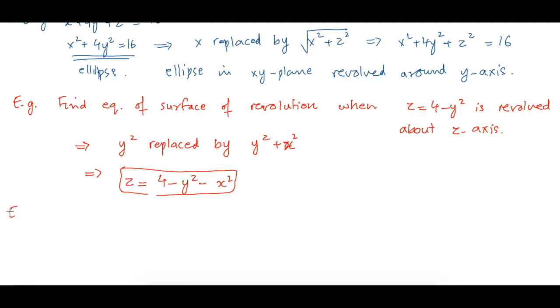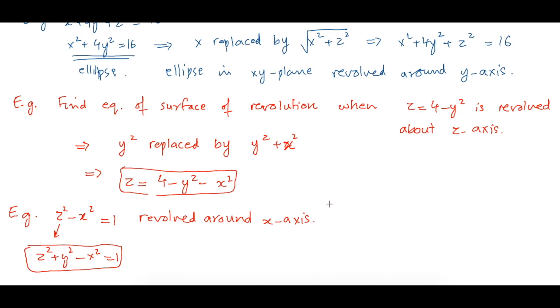Let's do another example. We have z squared minus x squared is equal to 1 revolved around the x-axis. So z squared will be replaced by z squared plus y squared, and this is my answer here.